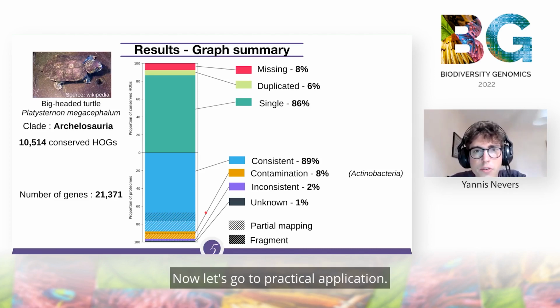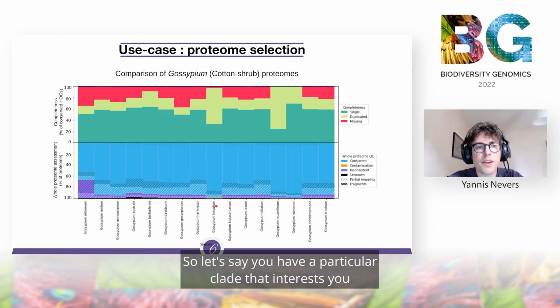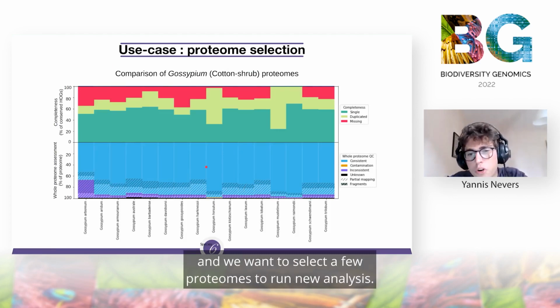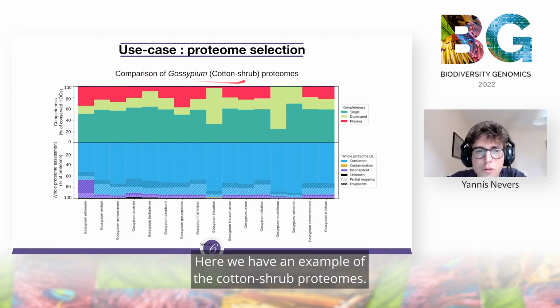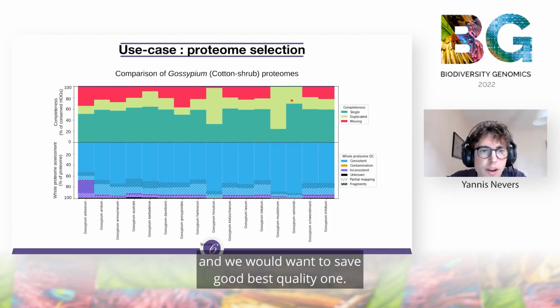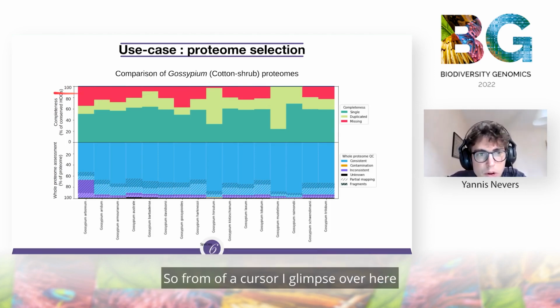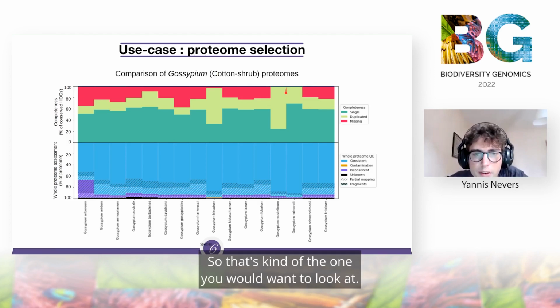Now, let's go to practical applications. Why would you want to use OMArk? Let's say you have a particular clade that interests you and you want to select a few proteomes to run your analysis. Here we have an example of the Ascomycota proteomes. We run OMArk over all of them and we want to select the best quality one. From the cursory glance over here, you can already see these three that are nearly complete. So that's the one you will want to look at.